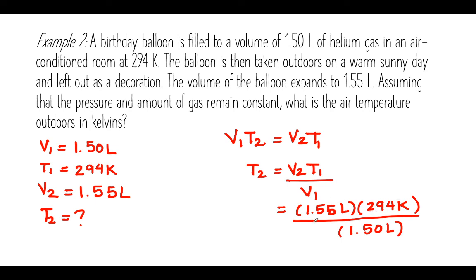Now, when I have all these numbers plugged in, my liters will cancel out, and what I have left over is Kelvin. Now, if this was in milliliters, that's totally fine. My milliliters would cancel out. What I cannot have is V1 and V2 in 2 different units. If one of these was milliliters and the other was liters, I just have to convert one to make sure that they're both consistent. Okay, so when I type this into my calculator, I am going to get 304 Kelvin. All 3 of these numbers have 3 significant digits, which means my final answer will also have 3 significant digits.